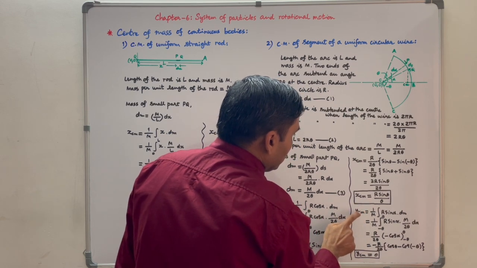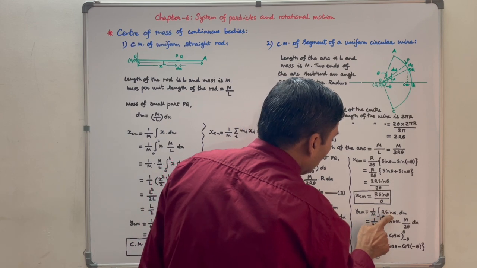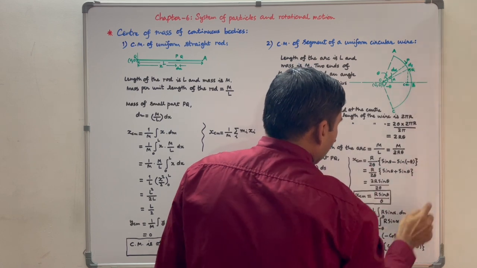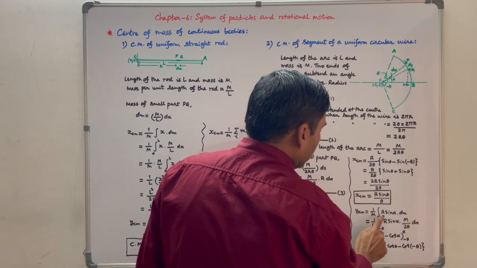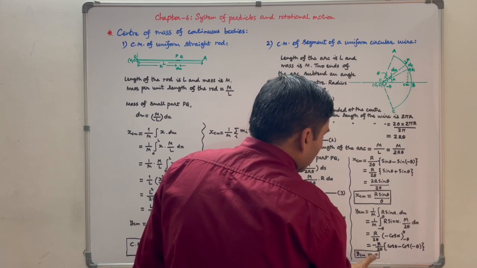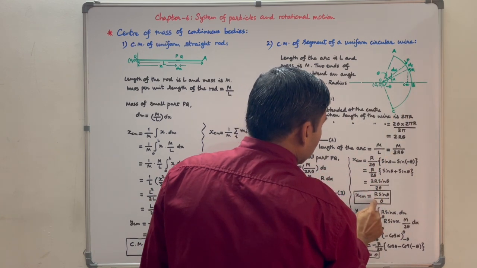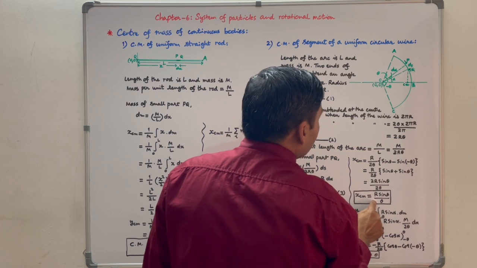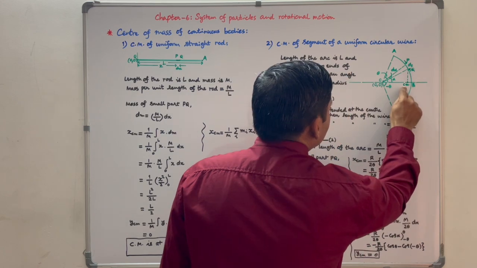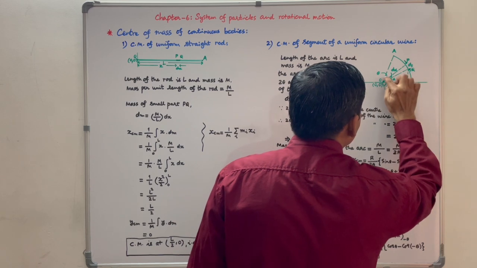Similarly, we can calculate YCM. YCM is equal to 1 by m integration of y dm. Y is equal to r sin alpha and alpha varies from minus theta to plus theta. So YCM comes out to be equal to 0. So center of mass of this wire is given by r sin theta upon theta comma 0. So it will be along x-axis, somewhere here. Center of mass of this wire is at bisector of this angle 2 theta.